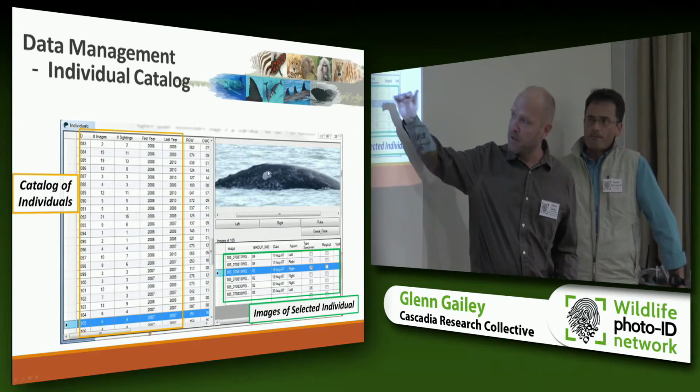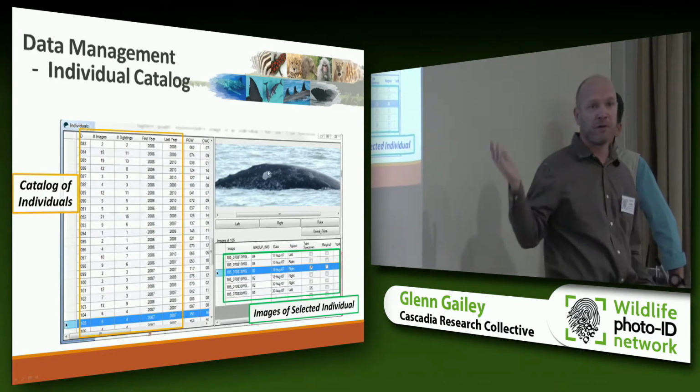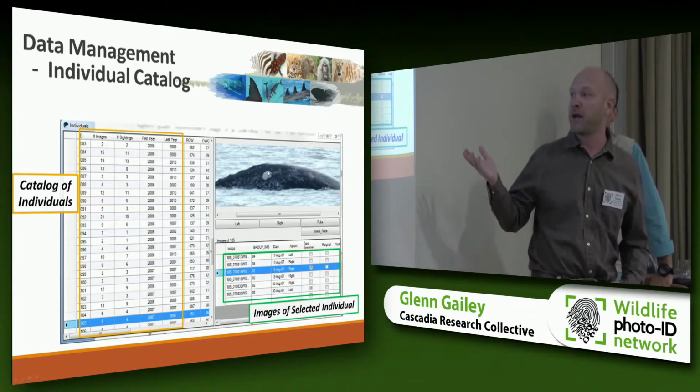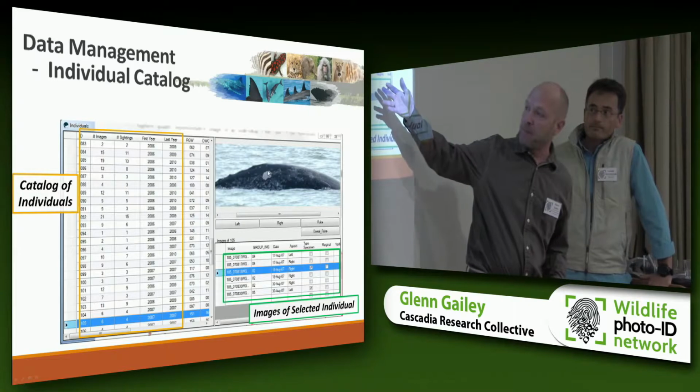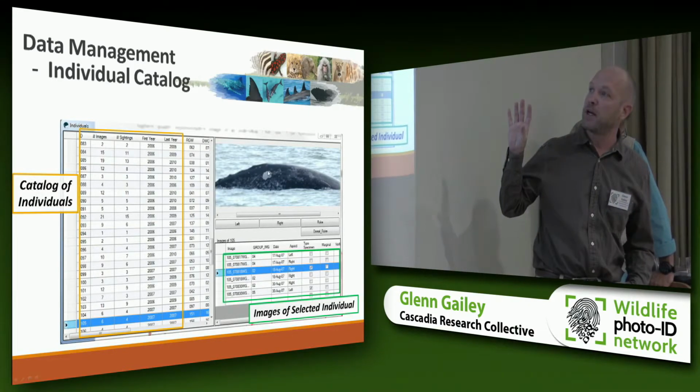And then when you click on the individual catalog, you can see all the images associated with that individual. So these are the different re-sightings, and you can even have multiple images within a single day. So if you want to include 100 images of the same individual within a group, well, sure, go ahead. But usually we only have to include one photo per sighting.